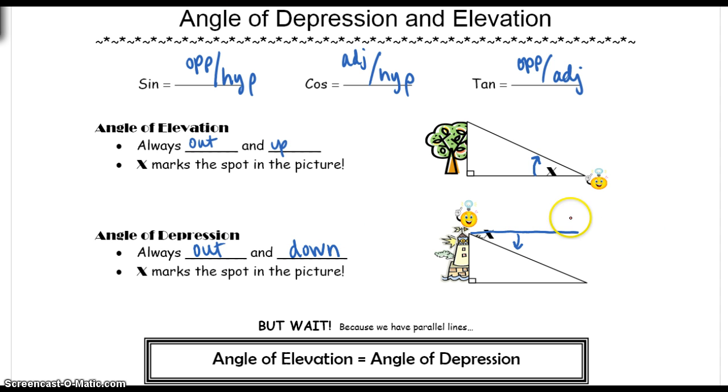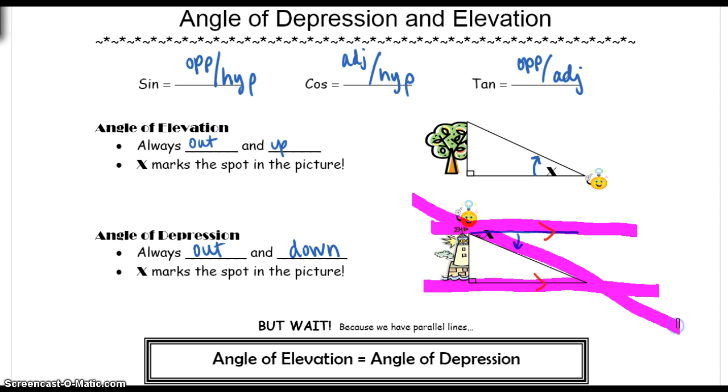I'm going to use red because you don't have to write it down. These two lines are parallel to each other. And what you might have forgotten is that if I do my transversal right here, this angle right here, our angle of depression, right? That was our angle of depression out and down, is equal to this right here because they are alternate interior angles. So this guy right here is your angle of depression, but what's this? That's your angle of elevation.